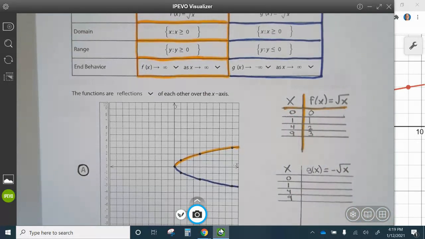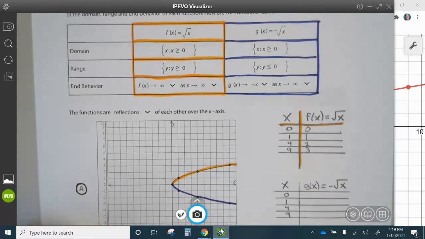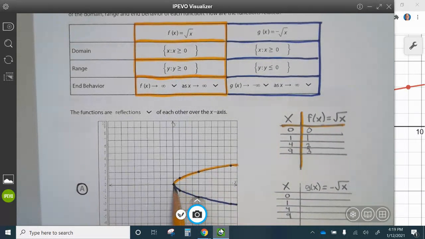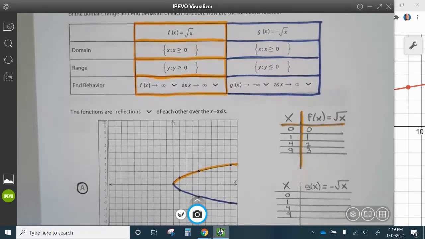Now, the domain is x greater than or equal to 0, and the range is y greater than or equal to 0. Now, as x approaches infinity, f of x approaches infinity. Now let's take a look at negative square root of x.